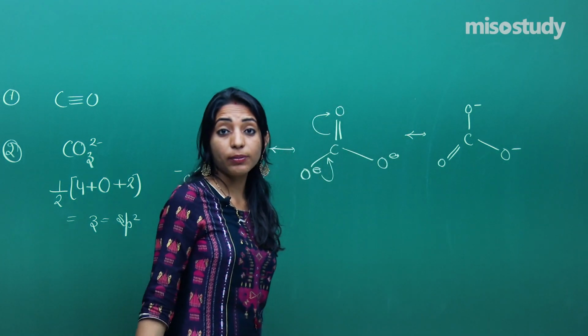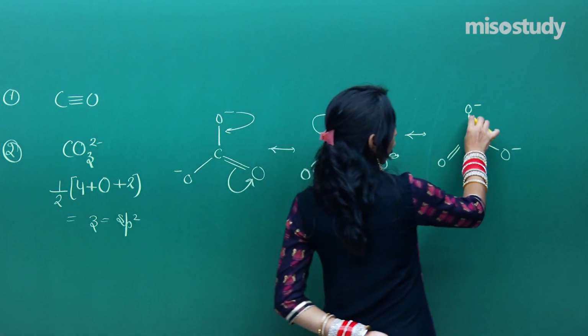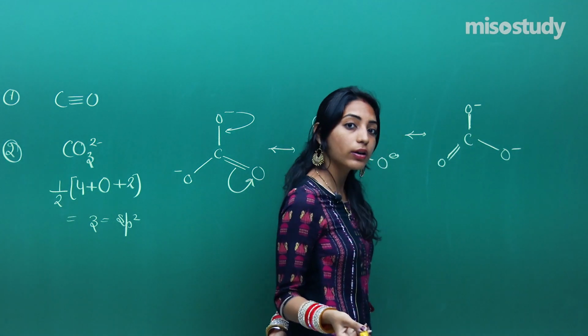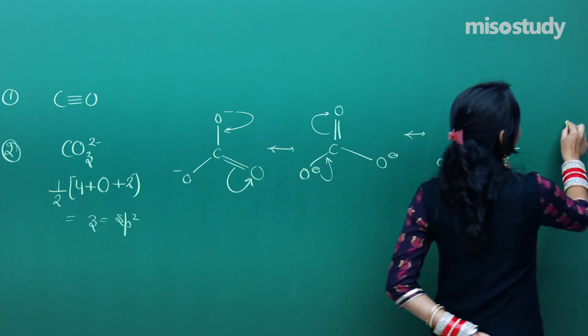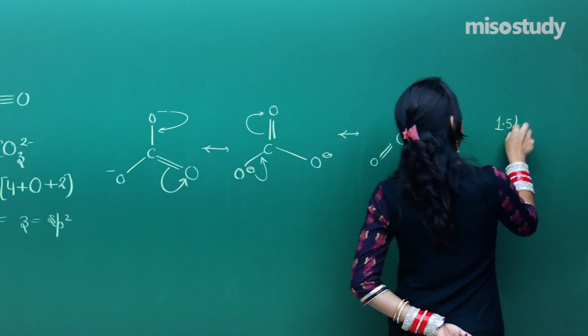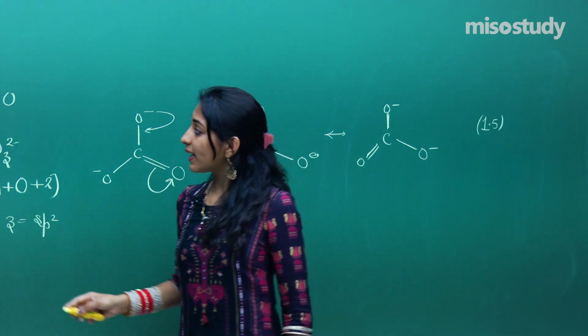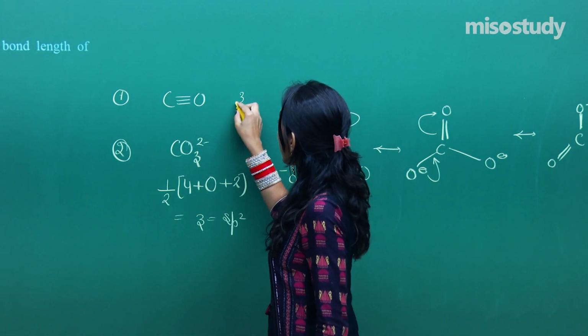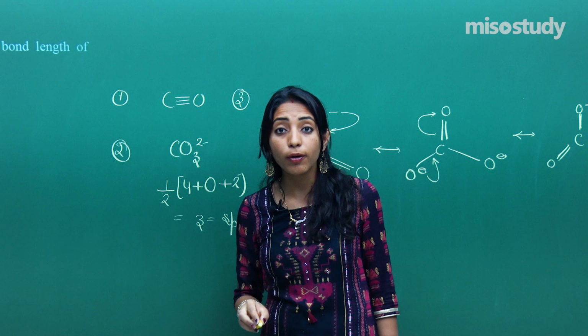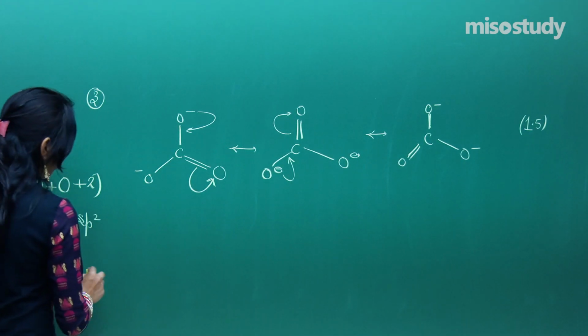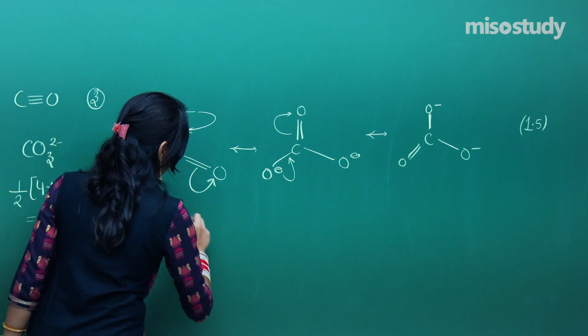Now, if I ask you the bond order, the bond will neither be a single bond nor a double bond. It will be in between a single and a double bond, so around 1.5. In the case of carbon monoxide, the bond order will be 3 because there is a triple bond. And now we are left with the third structure, which is of carbon dioxide.